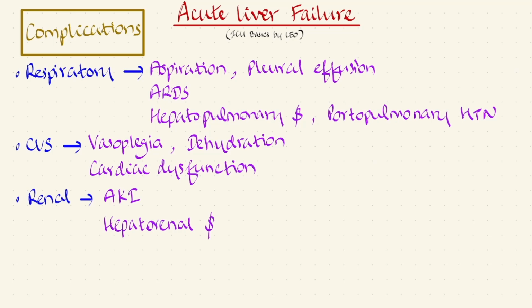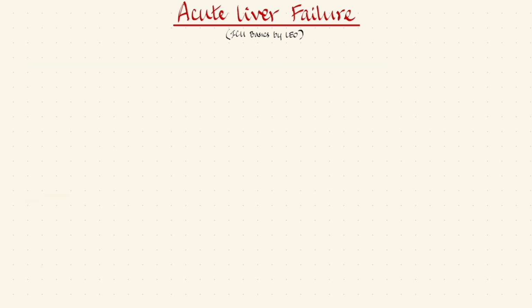to acute kidney injury. Encephalopathy may be either a precipitating factor or a consequence of acute and chronic liver failure. Clinical cerebral edema is more common in patients with acute rather than acute and chronic liver failure. As we have got the presentation of acute liver failure, now I would like to talk about investigations.